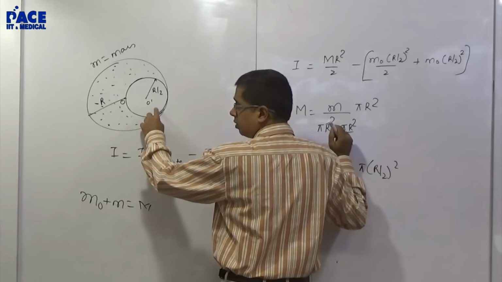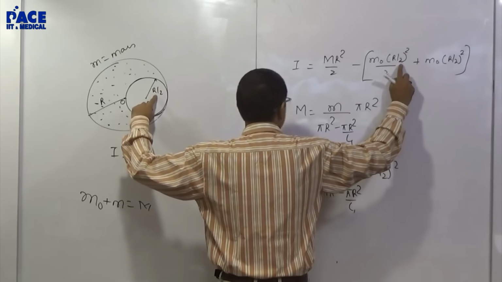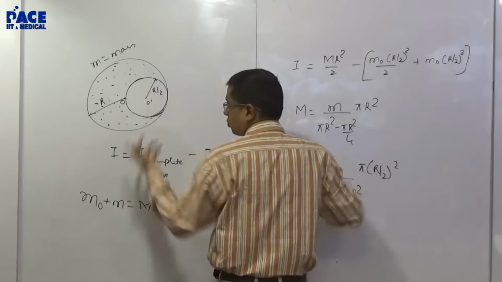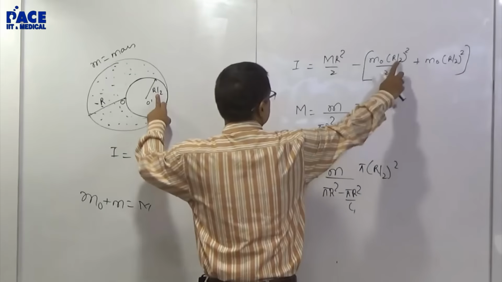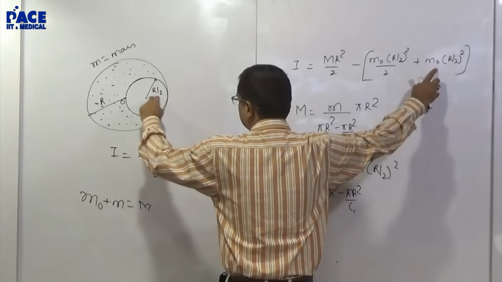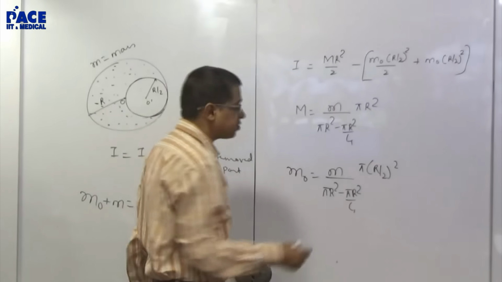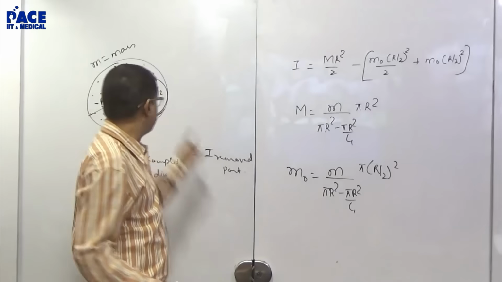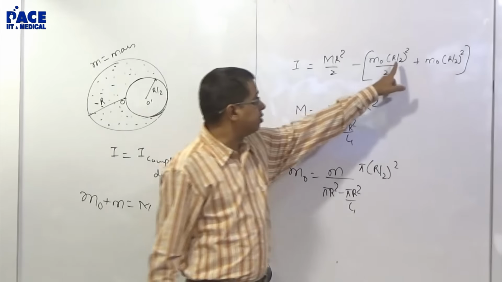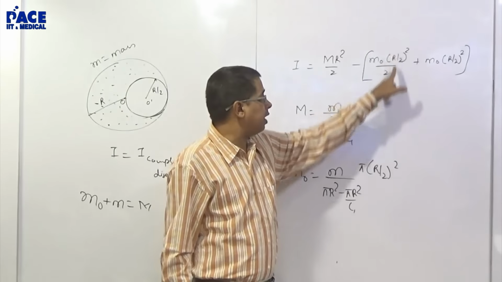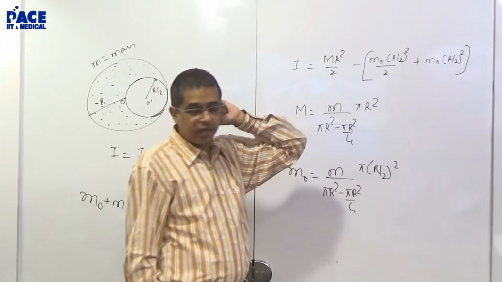For this removed disk, m into radius square by 2 is the moment of inertia about O dash. Radius of this is r by 2. m x square by 2 is the moment of inertia of the disk, right? I for a disk, x is the radius. And parallel axis theorem using this m into d square. What is the radius of the disk? R by 2. M x square by 2, x is r by 2.